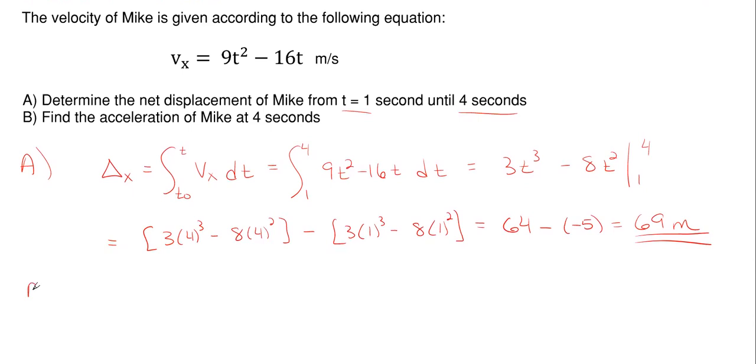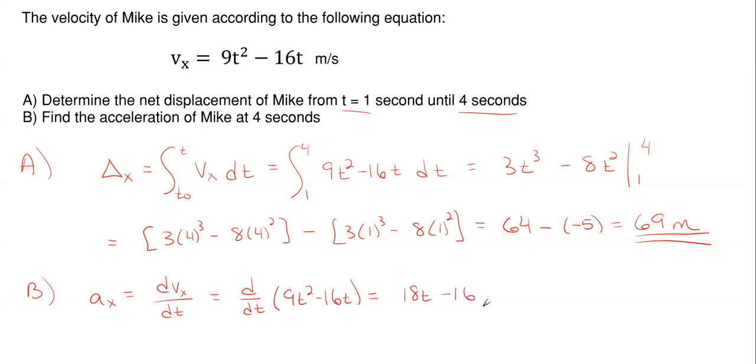And then our second one here, we have to find the acceleration of Mike at 4 seconds. So the acceleration, which will be a sub x, is the first derivative of the velocity with respect to time. So what this means is that a sub x is equal to dvx dt. So we would have our derivative with respect to t of our velocity equation of 9t squared minus 16t. So easy derivative here. So we would have 9t squared will become 18t, and then 16t just becomes a minus 16 there.